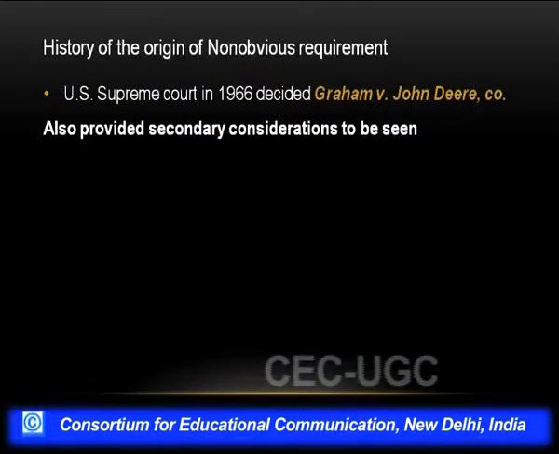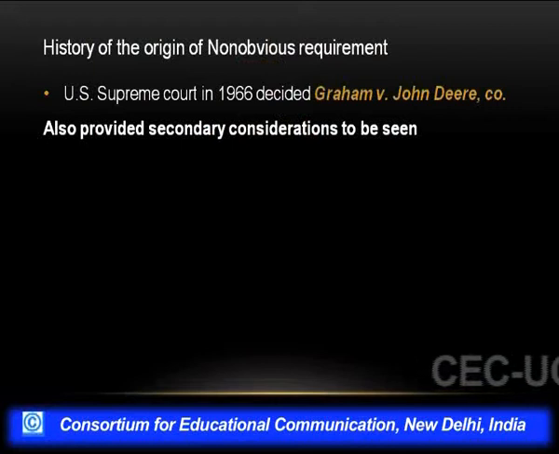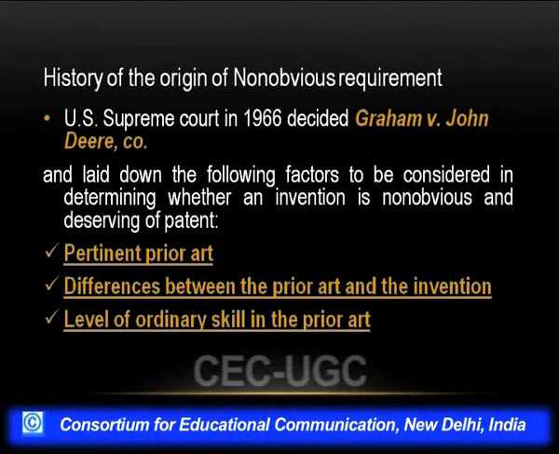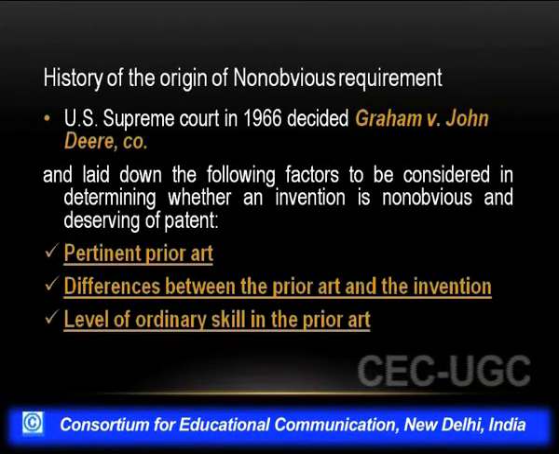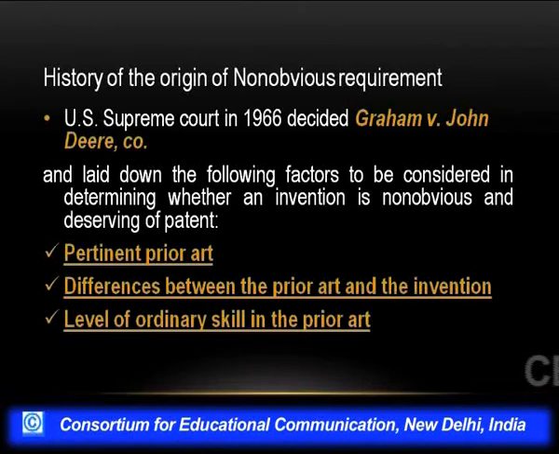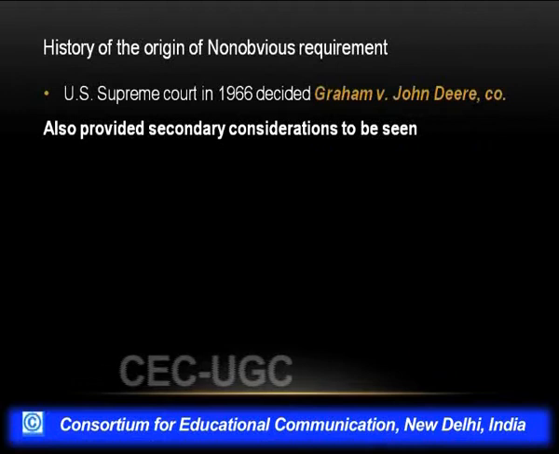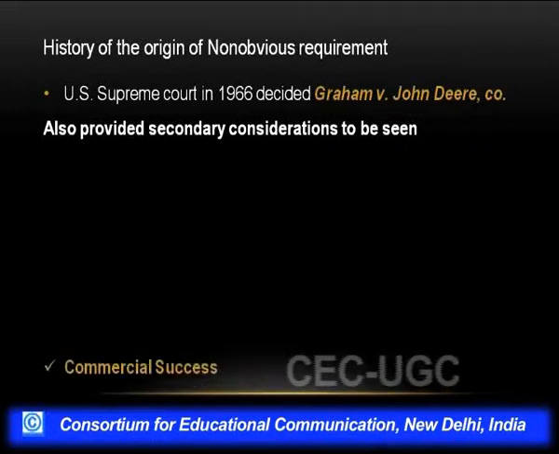Well, another thing that we must see, as far as this case called Graham versus John Deere, decided by the United States Supreme Court in the year 1966, is that it provides some secondary considerations also to be seen along with the primary considerations highlighted in yellow color here in this slide. These are the primary considerations, but there are some secondary considerations also to be gauged. These are as follows.